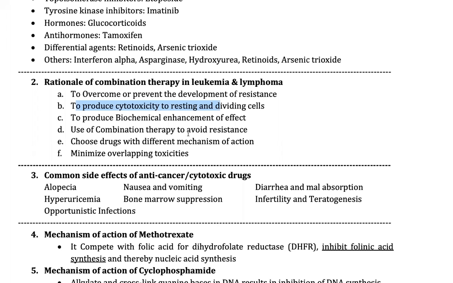Use combination therapy to avoid resistance, and it is very important to choose drugs with different mechanisms of action, meaning not from the same category. Suppose alkylating agent: don't choose two drugs from the same category of alkylating agents; you have to go by different mechanisms. And last but not least, minimize overlapping toxicities. Suppose drug A causes hemorrhagic cystitis, and you are also prescribing drug B, which also causes hemorrhagic cystitis. You have to avoid it because it will increase the toxicity.